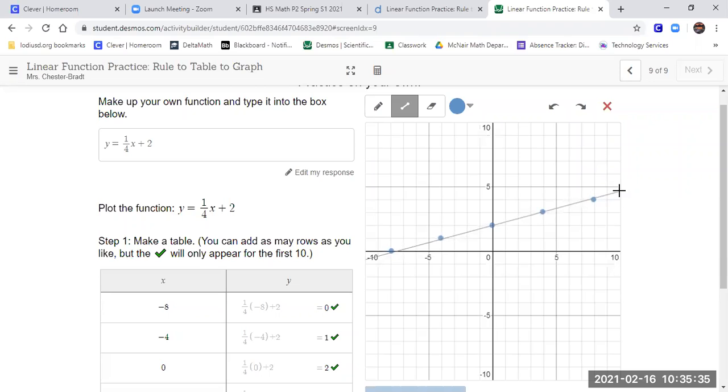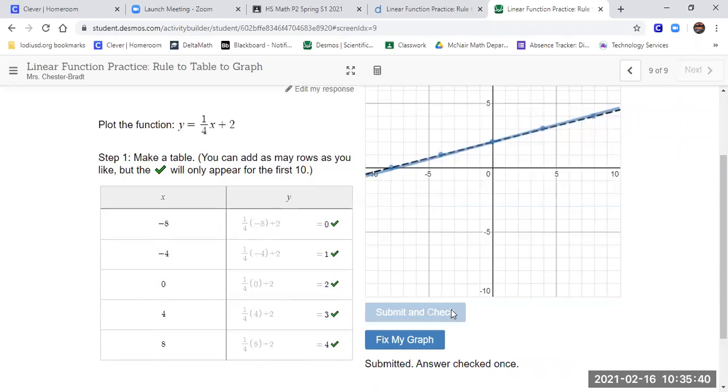Part of it is putting my dots in perfect spots too. And when I go check it, I'm super close. So I count it as good.